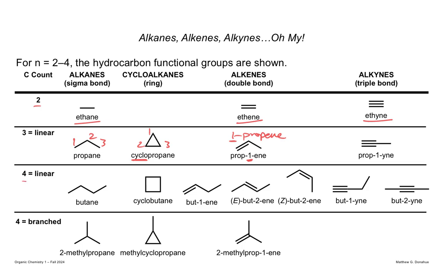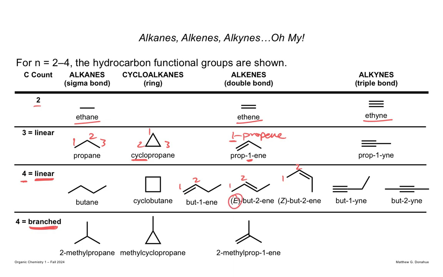So once we get up to 4 carbons, now we have what I'm calling linear versus branched. So let's walk through these. A 4-carbon alkane is called butane. If it's in a ring, it's cyclobutane. For the alkenes, we have 3 constitutional isomers, and that depends on where the double bond is starting, as well as the location of the substituents. So 1-butene, trans-2-butene, and cis-2-butene.